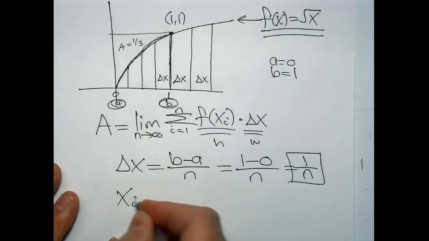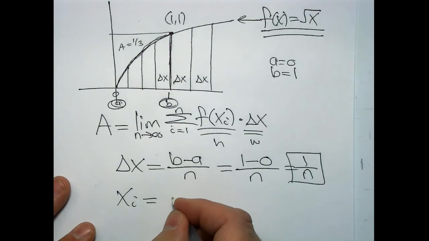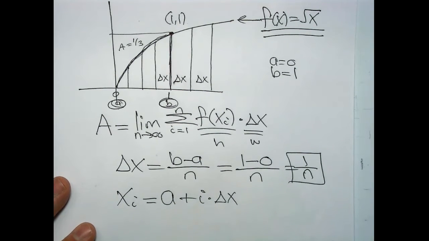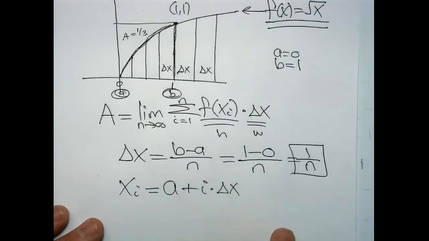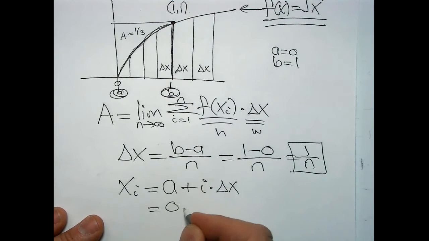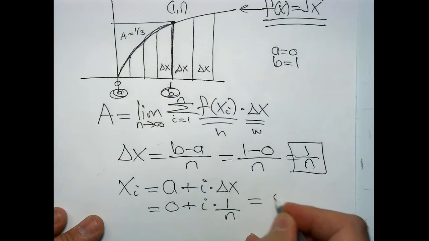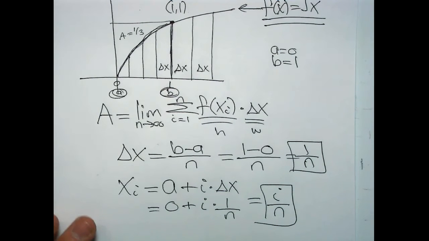The little pointer, x sub i, that points to x1, x2, x3, etc., would be, you always start at a, and you add i delta x's to get to that specific x value. So a is 0, that makes it easy, and then i is i, and then delta x is 1 over n, so x sub i is i over n. So far, working out pretty well.